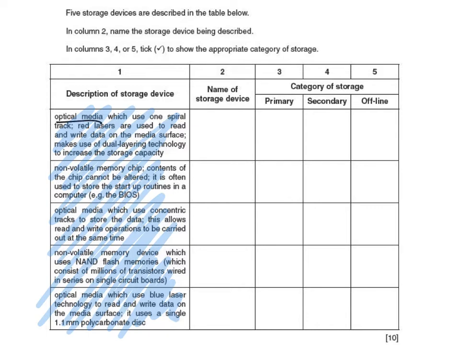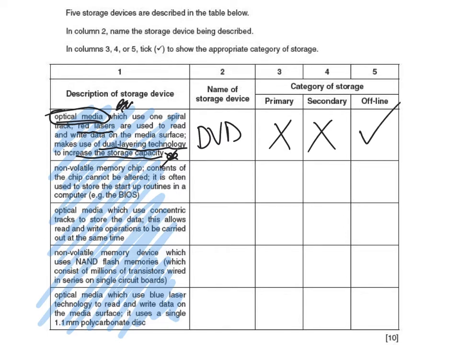So we've got optical media that uses one spiral track. So optical, I'm already thinking CD, DVD, Blu-ray, using lasers. So we've got red lasers, which rules out Blu-ray, used to read and write data on the media surface, uses dual layering technology to increase the storage capacity. So that means it's not CD, it's obviously not Blu-ray because it's using a red laser, which really only leaves us with the one potential, which is a DVD. Now, we know that it's not directly accessed by the CPU, it is not internal to the computer system, which means it's offline storage. Obviously it's portable, we can take that with us.